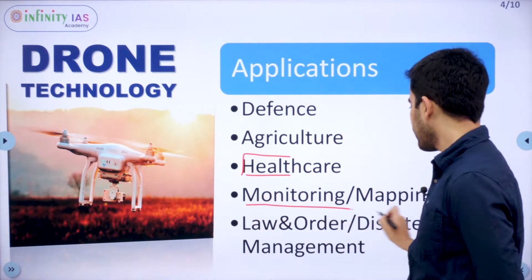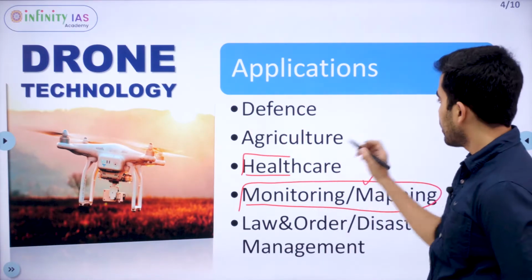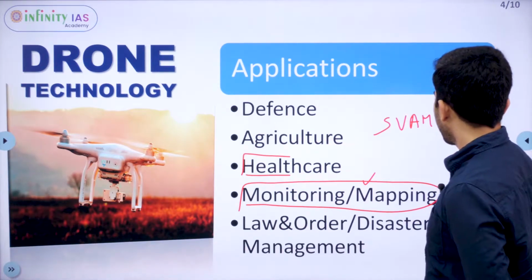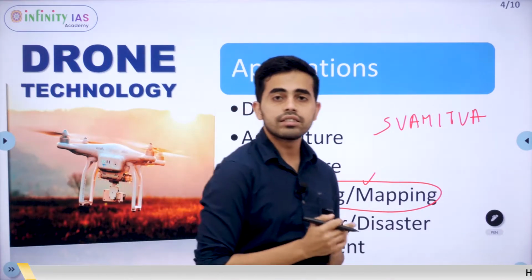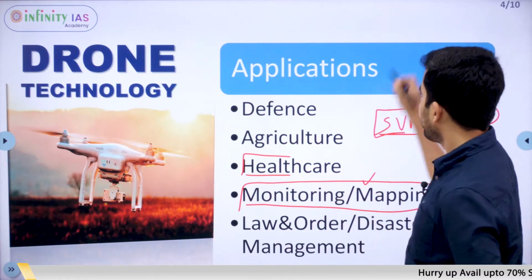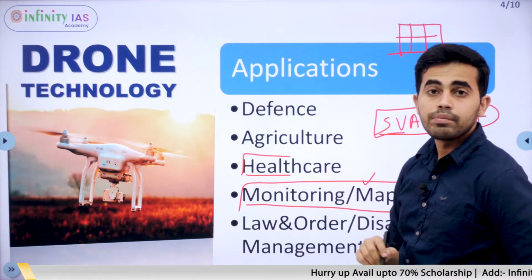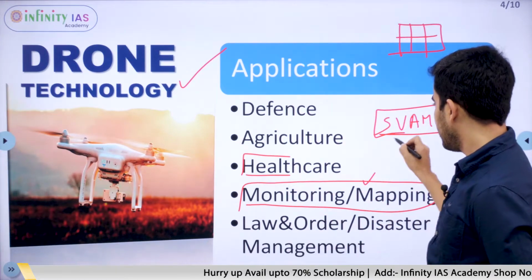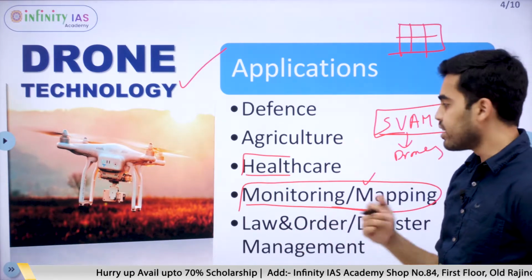Then comes monitoring and mapping. This is also an important point because recently a scheme by the government of India, Swamitva scheme, wherein government is planning to give property cards to all the people in villages. How can this be done? For the Swamitva scheme to take off, we need to map the village and the properties in the village, for example, farms. So this can easily be done by drone technology. So even in Swamitva scheme, drones are being used for monitoring and mapping of areas.